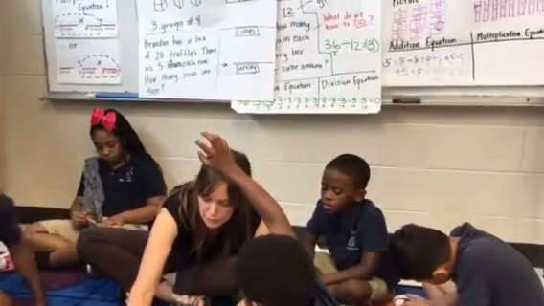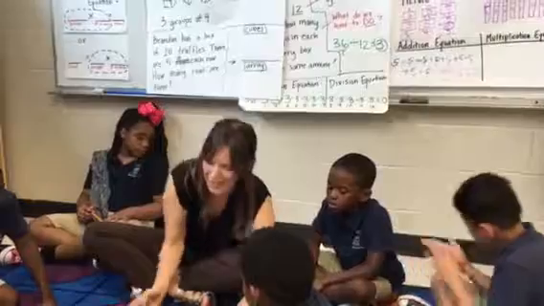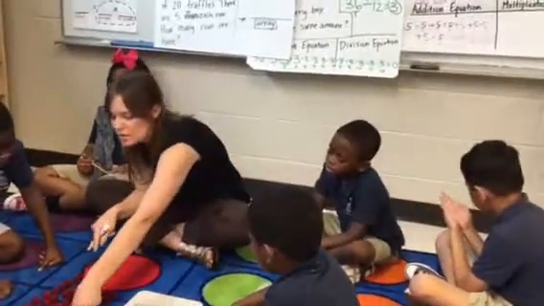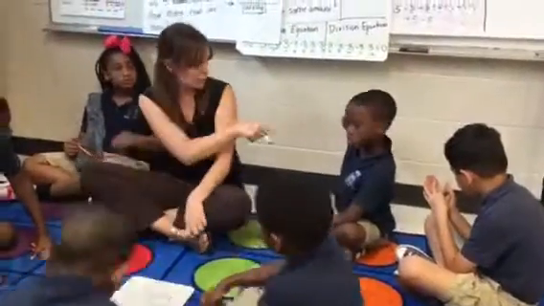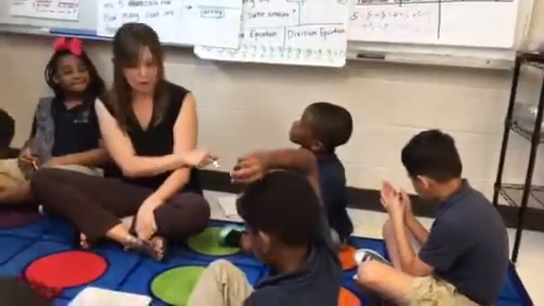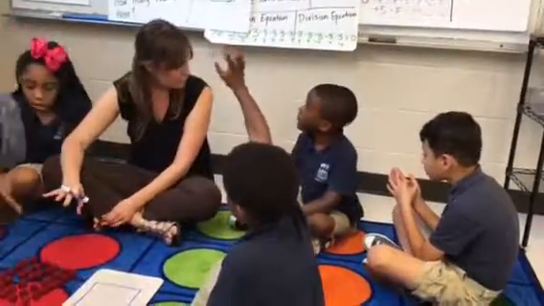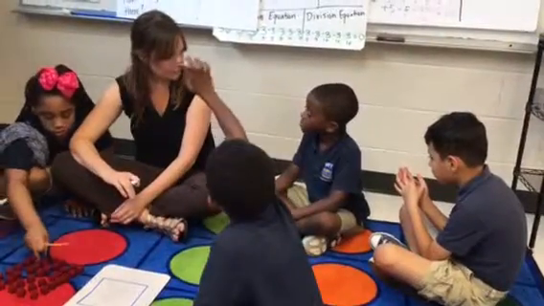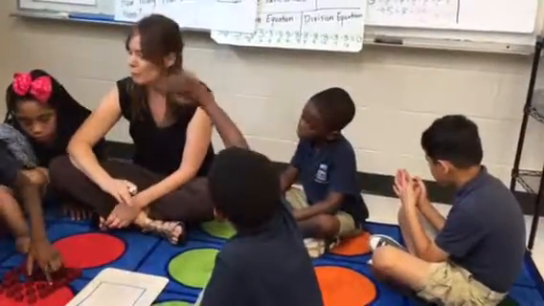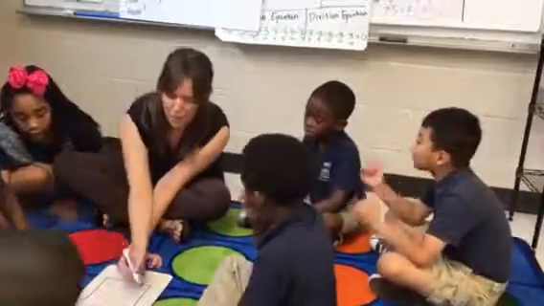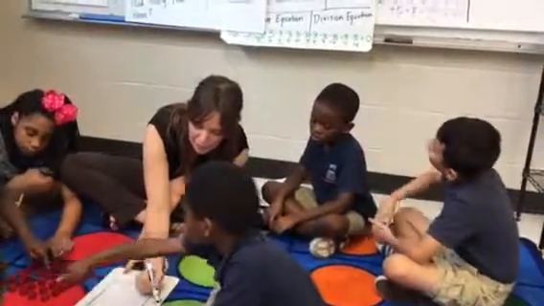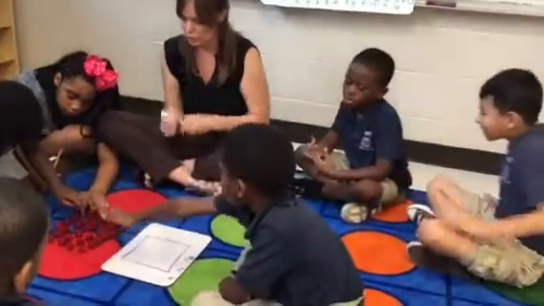1, 2, 1, 2. I got 2. How many total dots is this right now? 35. How many is all of them? 35. You sure? Do you guys agree with Brandon? Is it 35? Yes, 35. Okay, so we have an array that is 35 total.